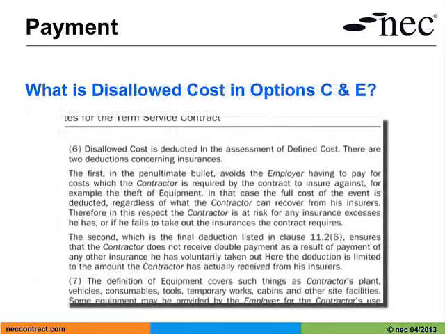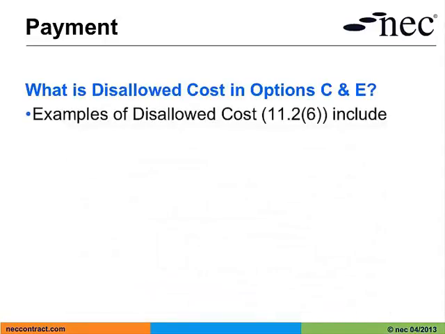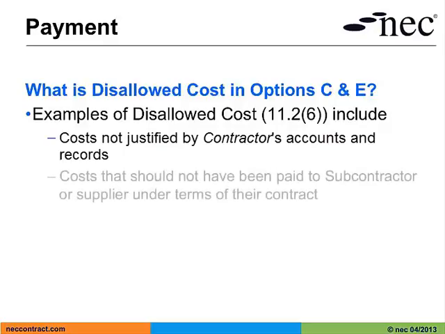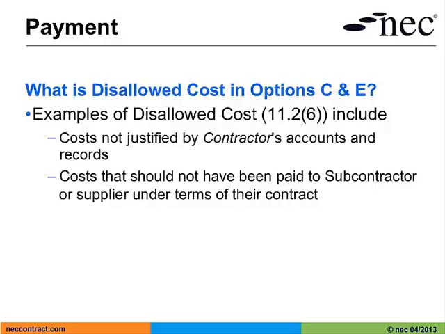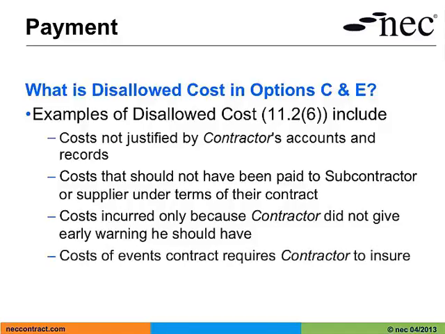So what is disallowed cost in options C and E? Some examples of disallowed costs are costs that are not justified by the contractor's accounts and records, costs that should not have been paid to a subcontractor or supplier under their terms of contract, costs incurred only because the contractor did not give early warning he should have, and the cost of events which the contract requires the contractor to insure. The full definition of disallowed cost can be found in the contract. It offers the employer some protection from inefficiency on the part of the contractor.